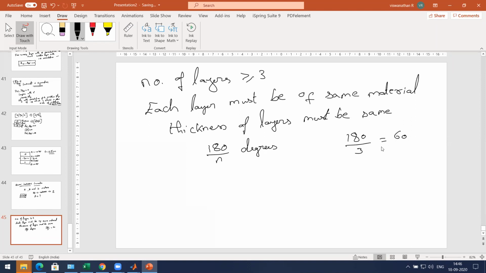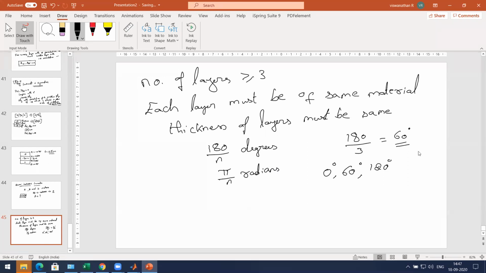So it can have 0, 60, and 120 degrees. 180 by 3 is 60 degrees. This is the angle here. The orientation of layers should be spaced by an angle equaling 180 by n degrees, or if you have to write it in radians, it is pi by n radians.